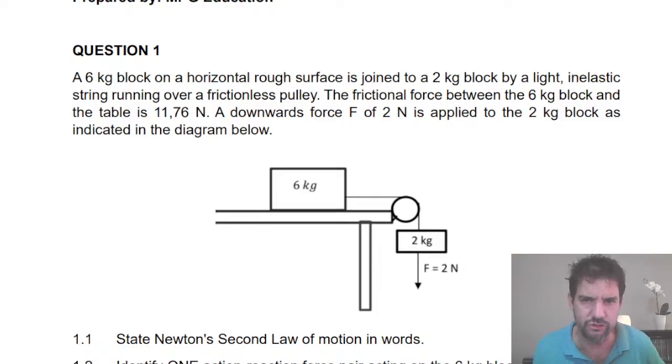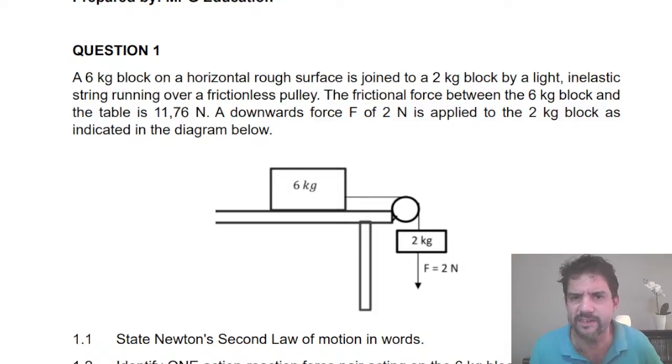This first question says a 6 kilogram block is on a horizontal rough surface. Since the moment they say the surface is rough, it means there is friction. So even without reading more, there is friction on the table, okay? The block is joined by a 2 kilogram block by a light inelastic string running over a frictionless pulley. The frictionless is the pulley, and we don't have to use it for anything. Often learners read frictionless pulley and then think there's no friction. That is just for the pulley, all right?